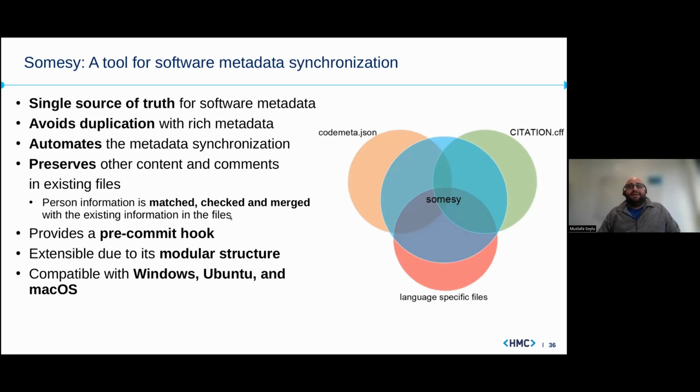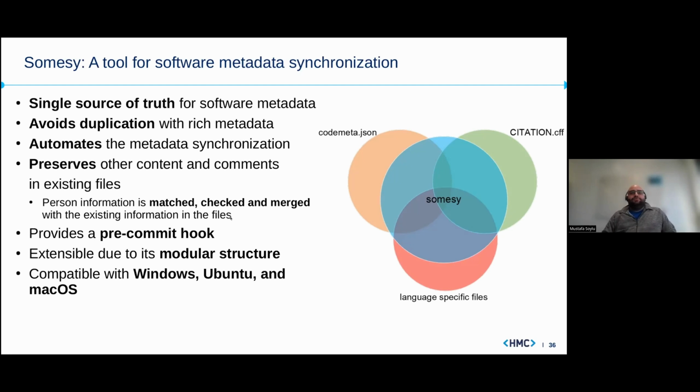Some files might have extra information. Some standards, for example, in pyproject.toml, there is lots of information about the packages we use, libraries, or in the CITATION.cff file, there might be more information than what we have in somesy for persons or organizations. And in order to save this extra information, we are using some magic algorithm in the background, especially for person merging, and we keep existing information in the files.